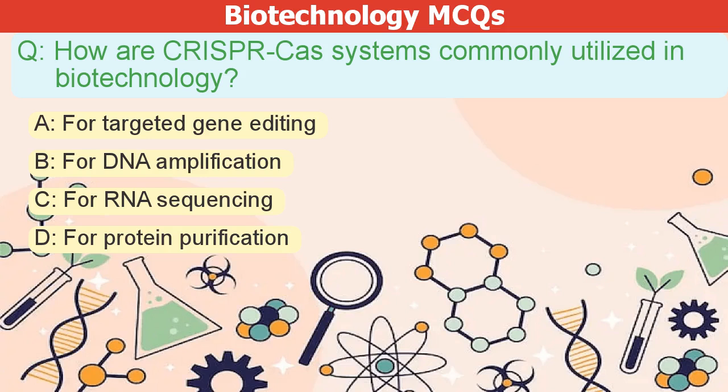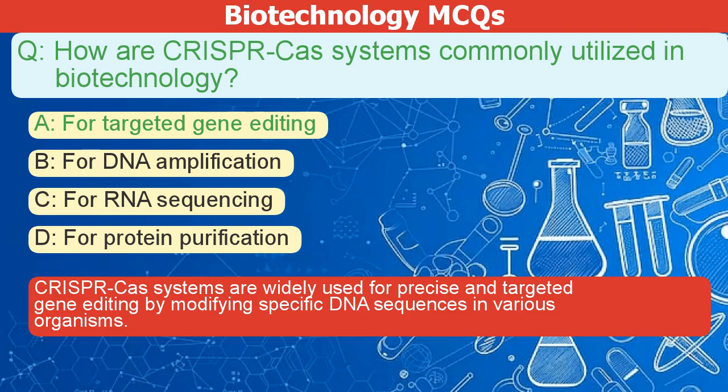How are CRISPR-Cas systems commonly utilized in biotechnology? A. For targeted gene editing. B. For DNA amplification. C. For RNA sequencing. D. For protein purification. The correct answer is A. CRISPR-Cas systems are widely used for precise and targeted gene editing by modifying specific DNA sequences in various organisms.